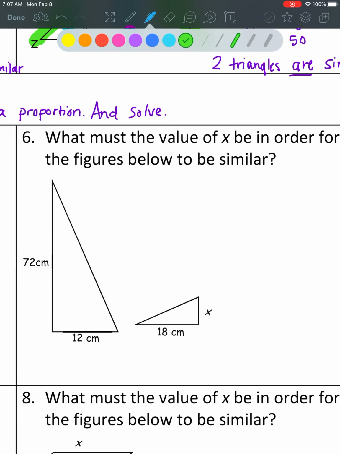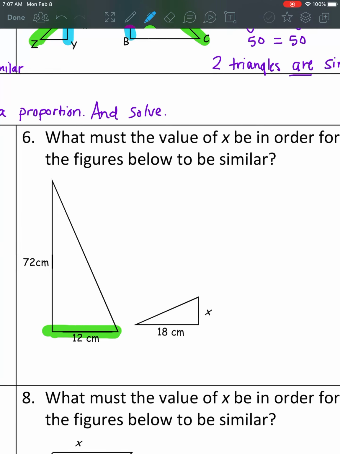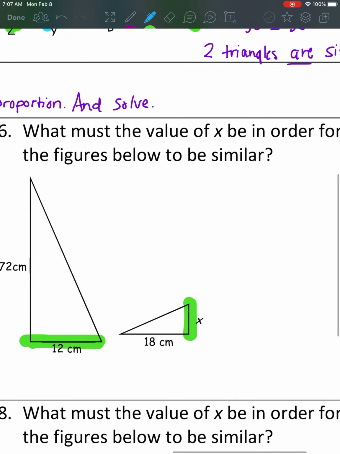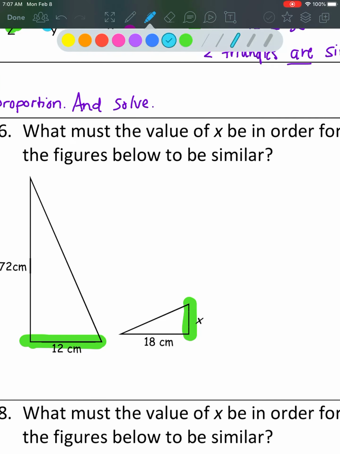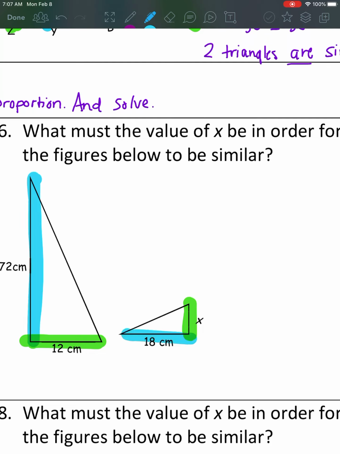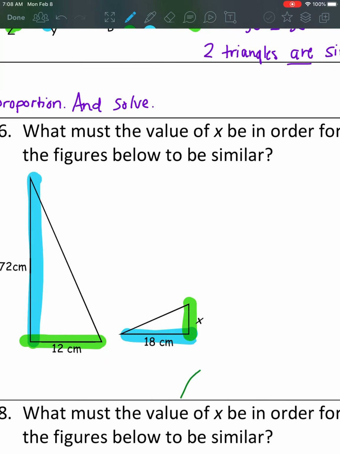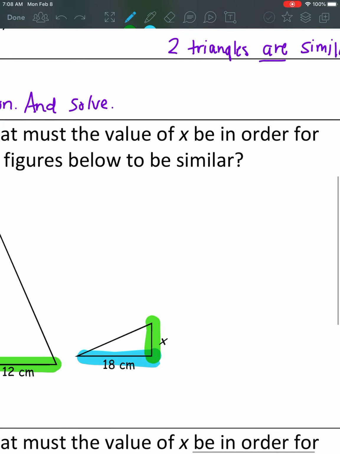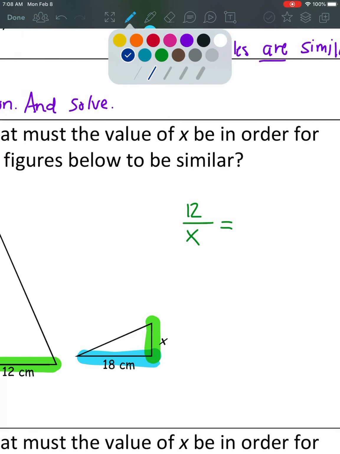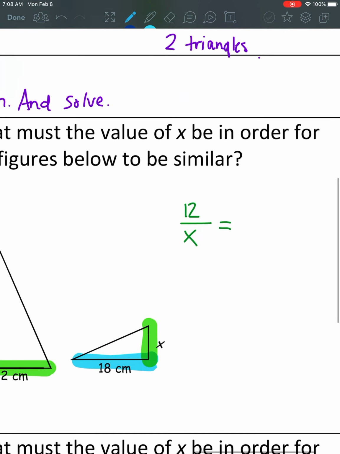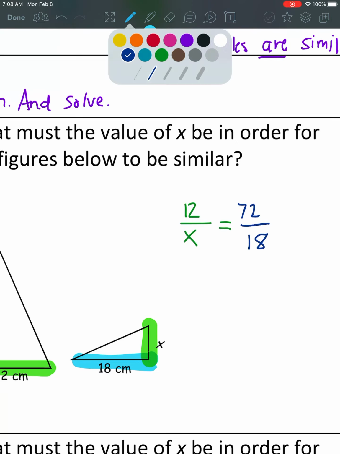Again, notice your side lengths here. So I'm going to go straight to my X. The triangles aren't sitting perfectly, so that's the base of the triangle. And then we have the 72 corresponds to the 18. And you could start with either of those corresponding sides. It doesn't matter which one you write first. I am going to do the 12 over X first, and then the second one would be 72 has to go on top since I put the 12 on top in the first ratio, 72 over 18.